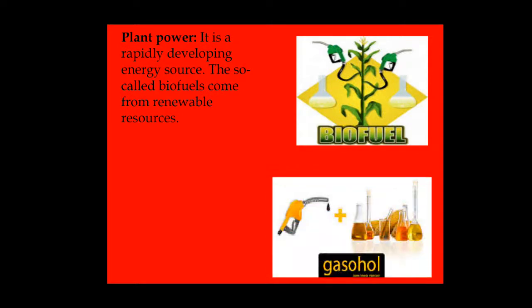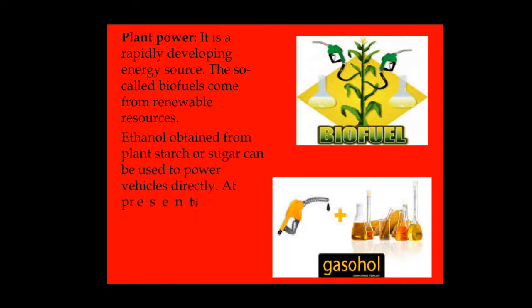Then another thing we have, that is about gasohol. What is it? Ethanol obtained from plant starch or sugar can be used to power vehicles directly. At present, it is more likely to be mixed with petrol to give gasohol, as in Brazil. That means when we will mix ethanol with petrol, it will be turned into gasohol, which one is using as a fuel in Brazil. So these things we can get from plants, and this is the another alternative source of energy.